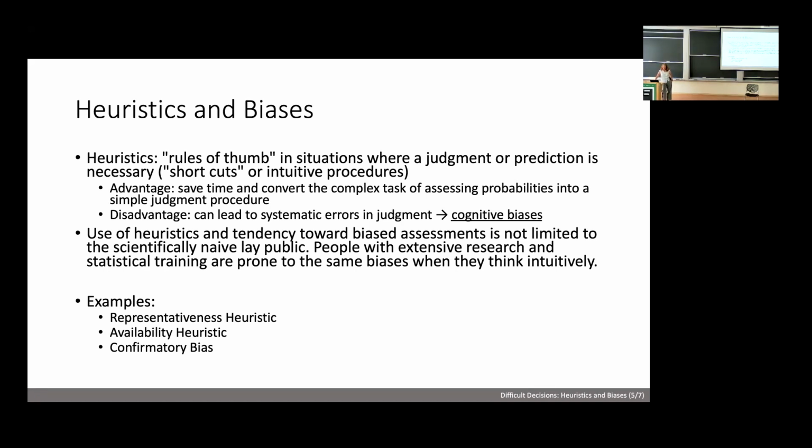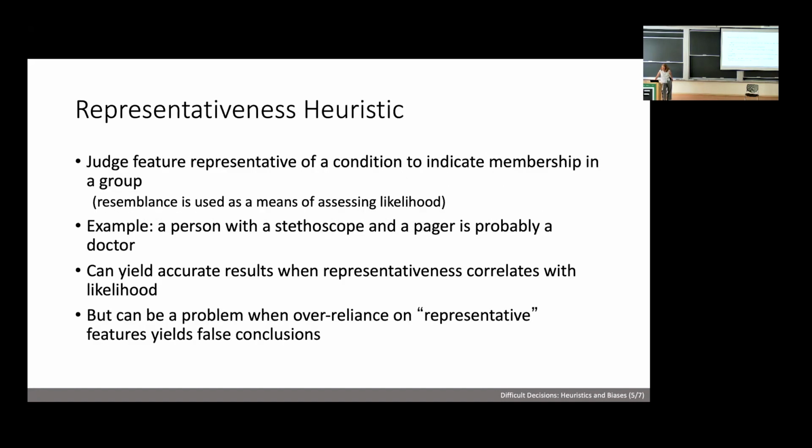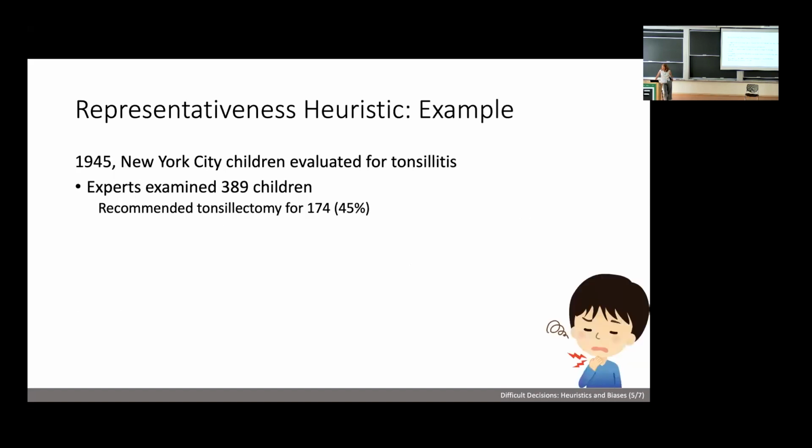And there are all kinds of different ones. The one example I have here is the representativeness heuristic. For example, you could judge features that are representative of a specific condition or characteristic to indicate membership in a specific group. One example is that a person with a stethoscope walking around the hospital is probably a healthcare worker, right? And it's accurate when the representativeness relates to likelihood, but it can also be a problem if we rely on it too much.